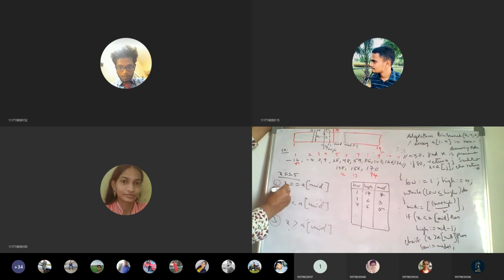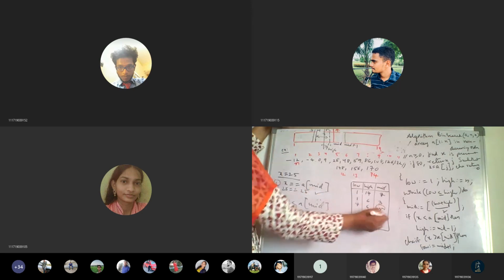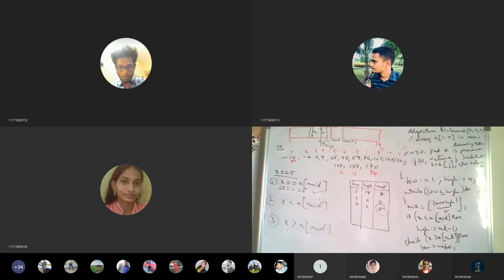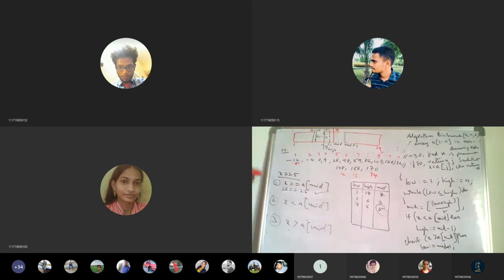Okay. So 25 is equal to A of mid. Mid is nothing but 5, and its value is 25. Is 25 equal to 25? Yes. So that means we have found the element at index 5. Okay, so this is another successful search.